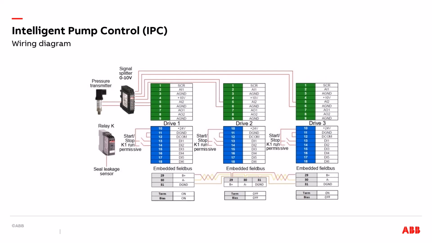The relay K is a seal leakage sensor. It is wired to each individual drive as a K1 as run permissive. The start wire and stop is wired to each individual drive. Embedded field bus is wired to each individual drive.